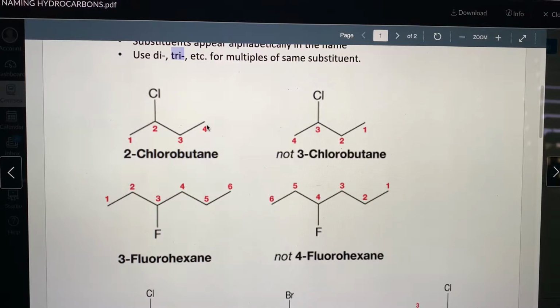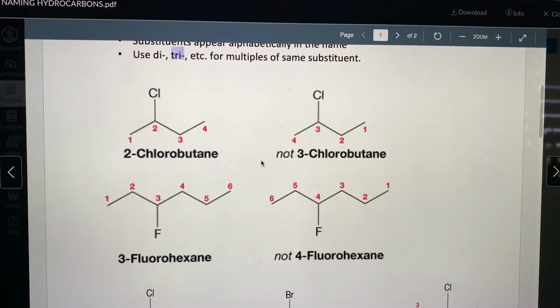If you went from right to left, in this case it would be 1, 2, 3, and that would not be good, because it's 3 instead of 2. So this direction is correct, but not that one. That's why you have 2-chloro. You change chlorine to chloro, and butane. Butane is the alkane with 4 carbons. Alkane with 1 carbon, which is CH4, we call methane. 2 carbons, which is C2H6, we call ethane, and so on and so forth.